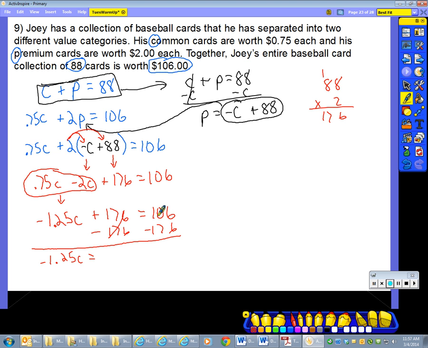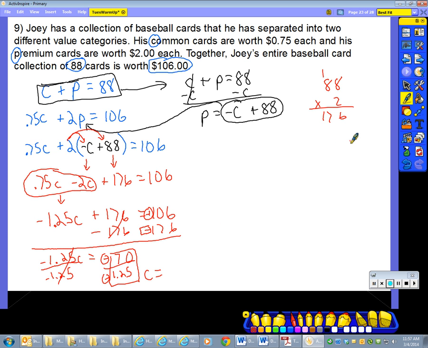I'm left with negative 1.25C equals, and now you have to think back to 7th grade. If your signs are different, that means you subtract. So 6 minus 6 is nothing, 7 minus 0 is 7, 1 minus 1 is nothing, and I have more negatives, so this is a negative 70. So I'm going to divide this side by negative 1.25, and then divide the other side by negative 1.25, and a negative divided by a negative is going to equal a positive. So I know that C is going to equal something positive, but I need to divide this out to see exactly what it's going to be.